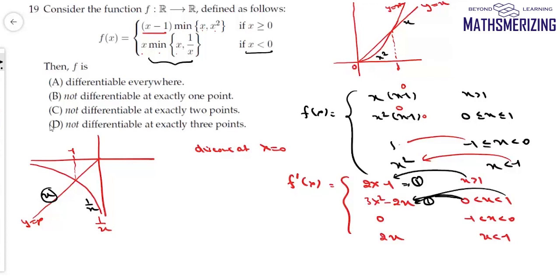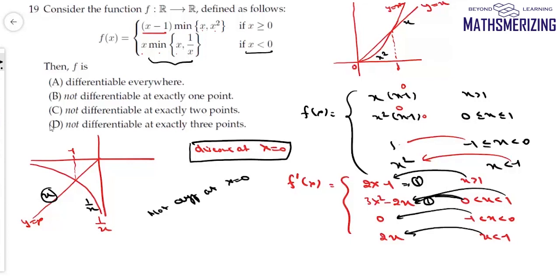Now what about 0? We already know this function is discontinuous at x equal to 0. We know that if a function is discontinuous at a point, then it is not differentiable at that point. So this function is not differentiable at x equal to 0. Now what about minus 1? At minus 1, the right hand derivative is 0, the left hand derivative is minus 2. So it is also not differentiable at x equal to minus 1. So this function is not differentiable at 0 and minus 1, and the answer to this question is: not differentiable at exactly 2 points.